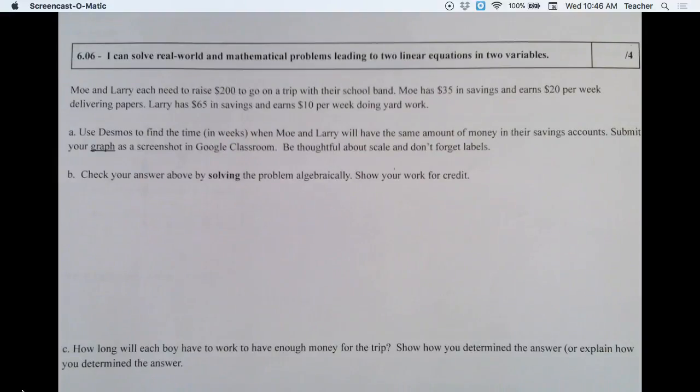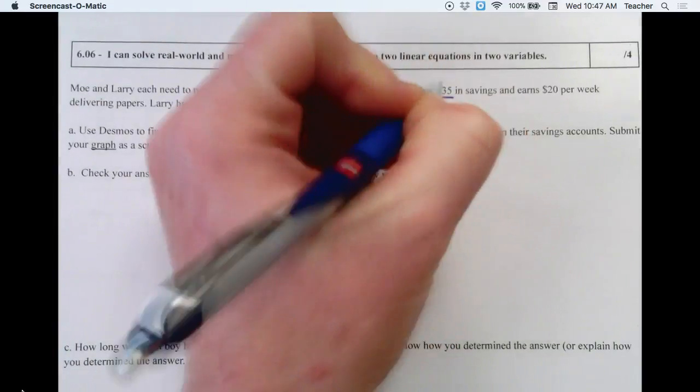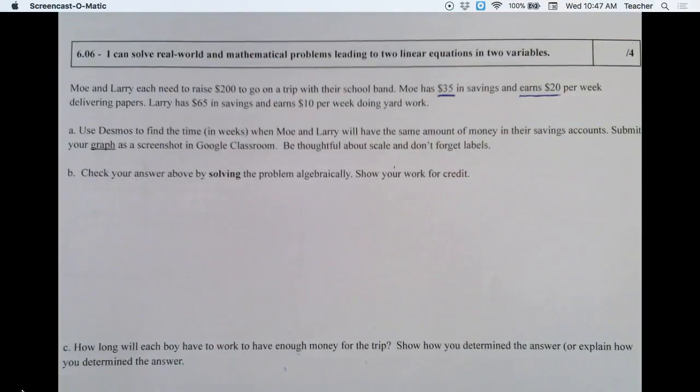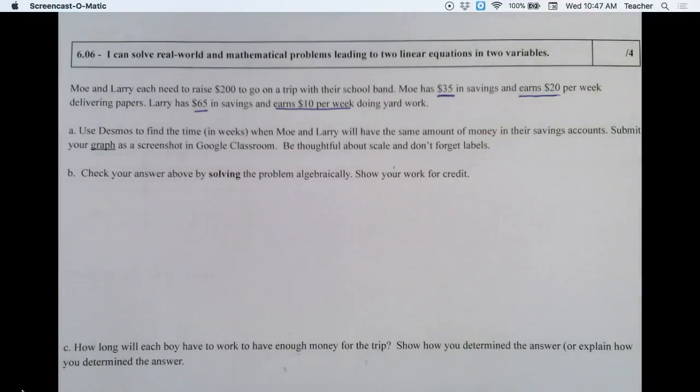Mo and Larry each need to raise $200 to go on a trip with their school band. Mo has $35 in savings and earns $20 per week delivering papers. Larry has $65 in savings and earns $10 per week doing yard work.